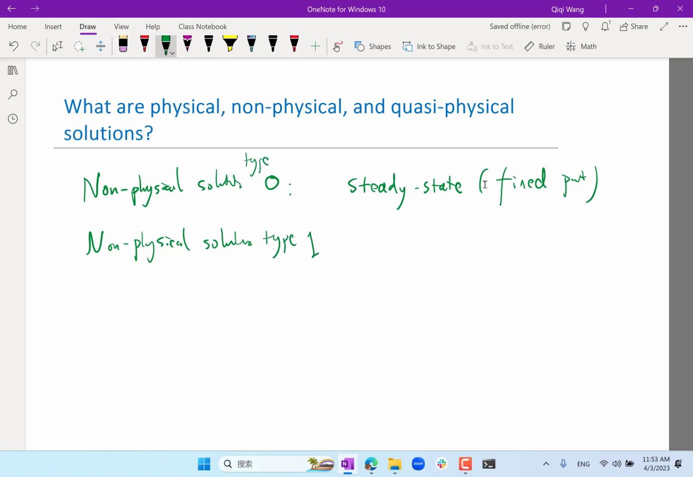Type 1 is periodic cycles. Again, in a chaotic system, the periodic cycles would be unstable periodic cycles. If you perturb the initial condition a little bit, the periodic cycles would become non-periodic. So what is an example of a periodic cycle in our sawtooth map? Anybody remember? We did derive some examples.